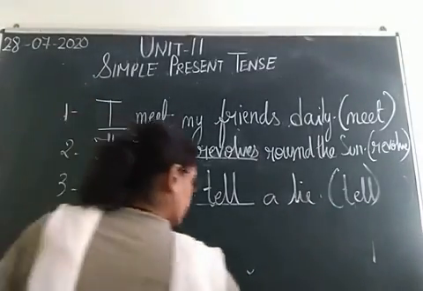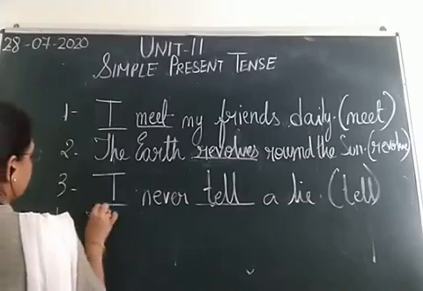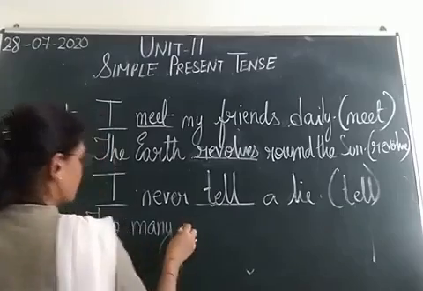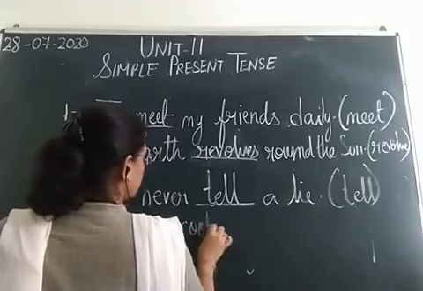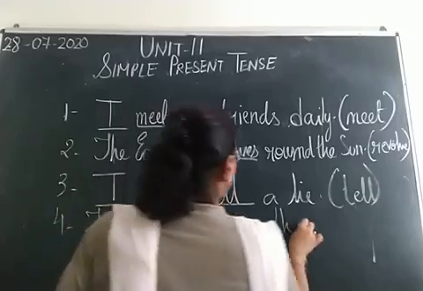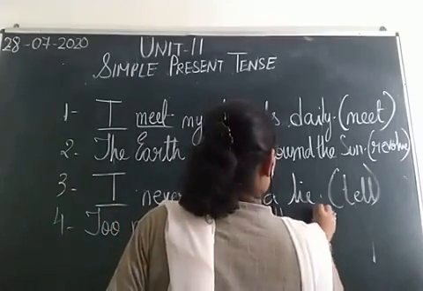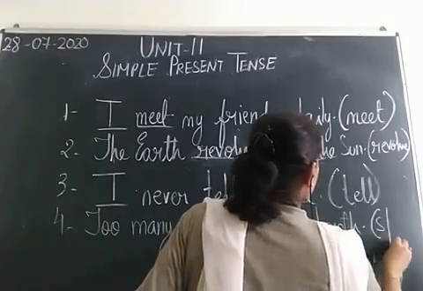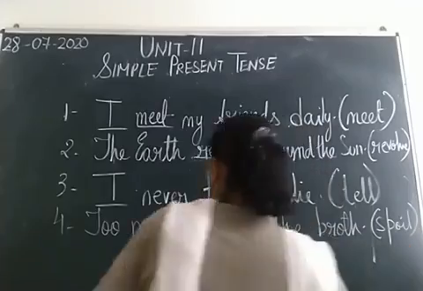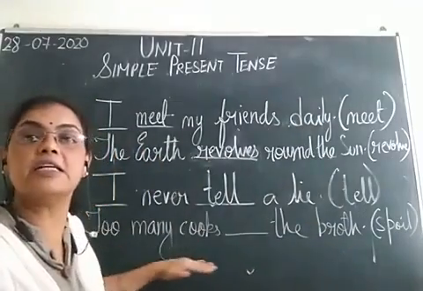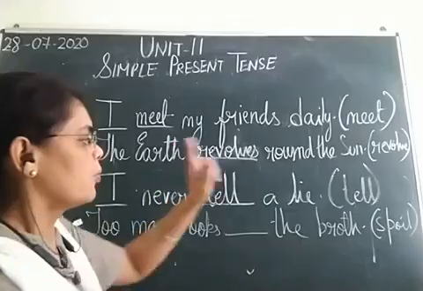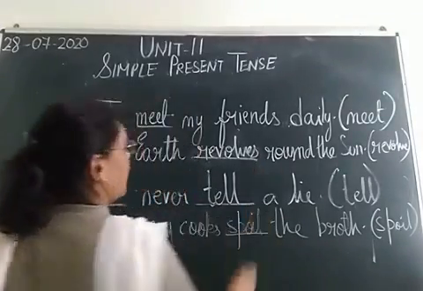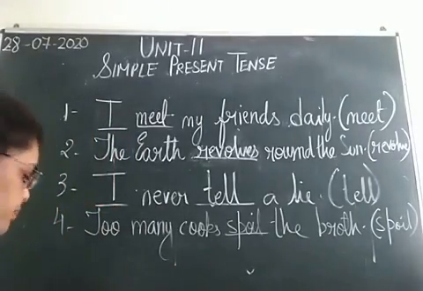Then another example is: too many cooks dash the broth. And if the word given is spoil, so here, too many cooks, your subject is plural. So with plural, we will simply write the root form of the verb. I hope this is clear to you, children.